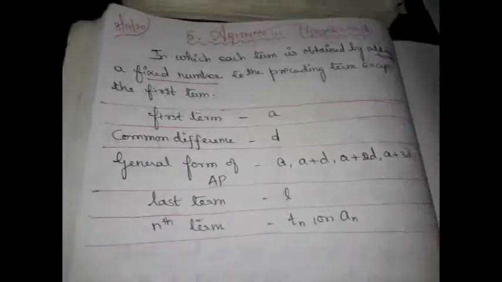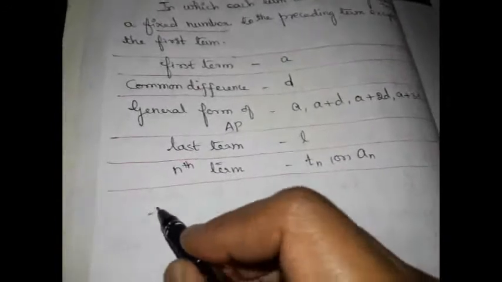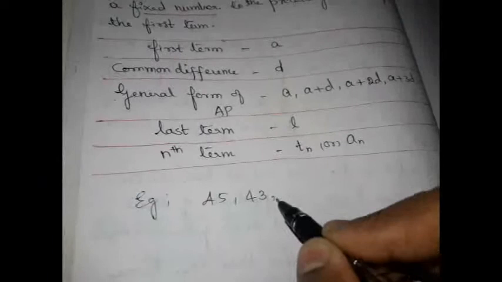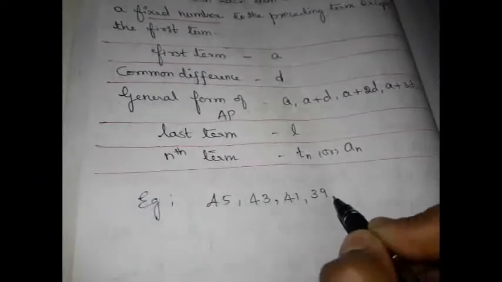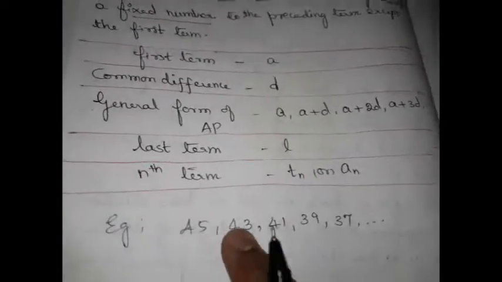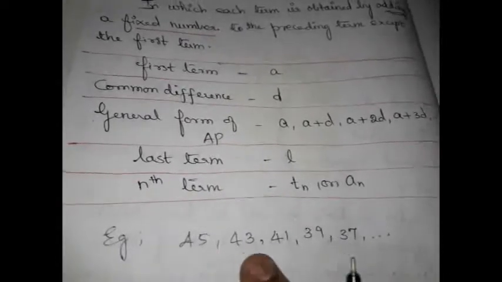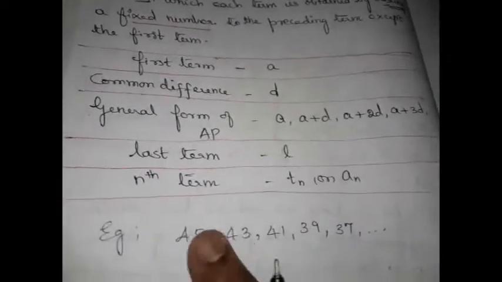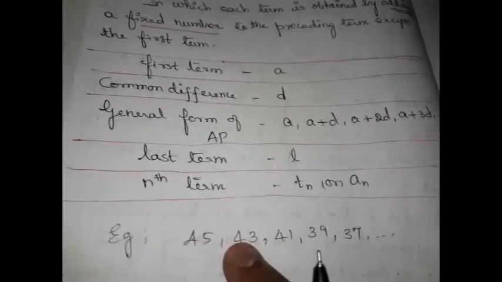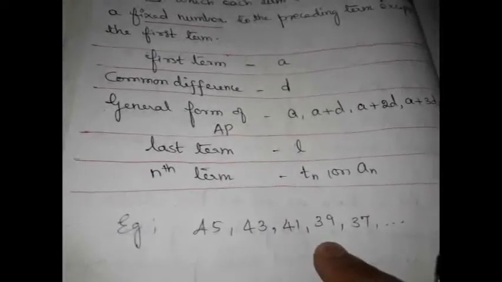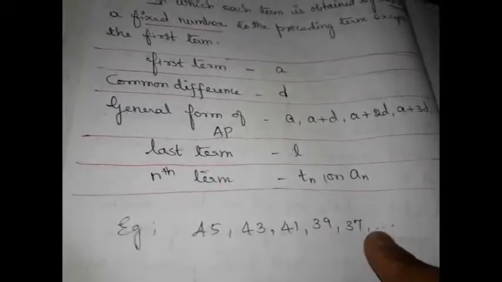Now let us take one example. Consider this sequence: 45, 43, 41, 39, 37, etc. If you consider this, what sort of pattern can you infer from here? There is a difference of 2, right? 45 minus 2 will give you 43, 43 minus 2 will give you 41, 41 minus 2 will give you 39, 39 minus 2 will give you 37. Therefore, it follows a certain pattern.